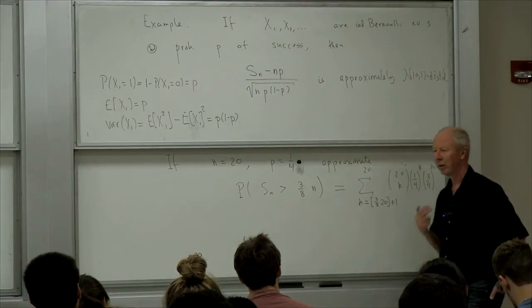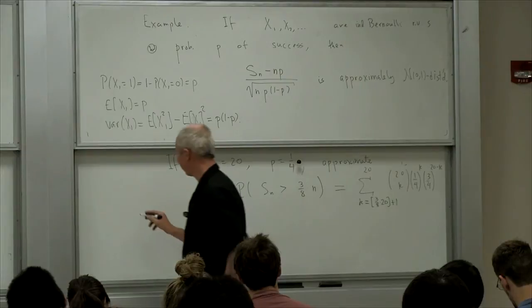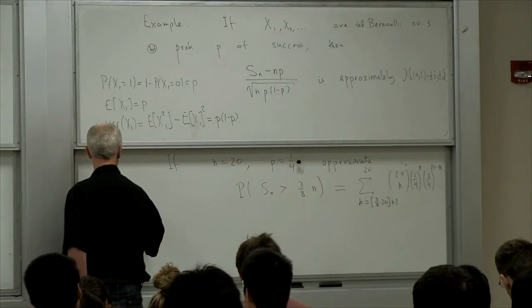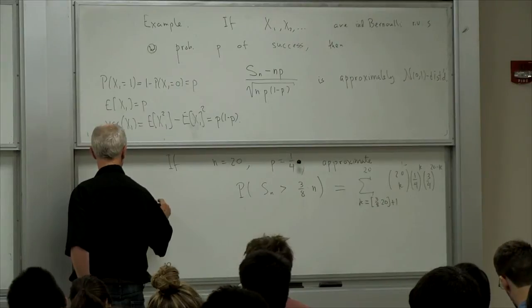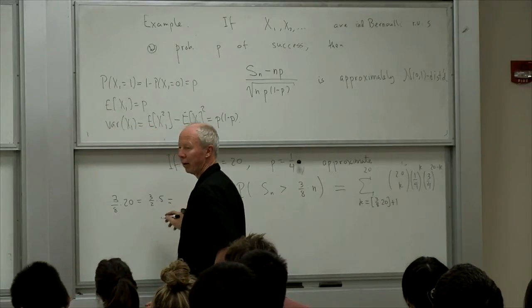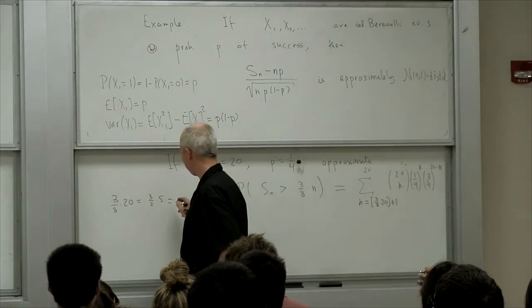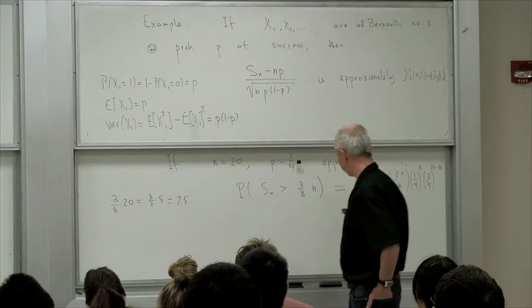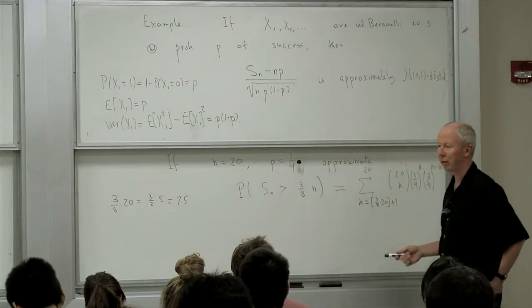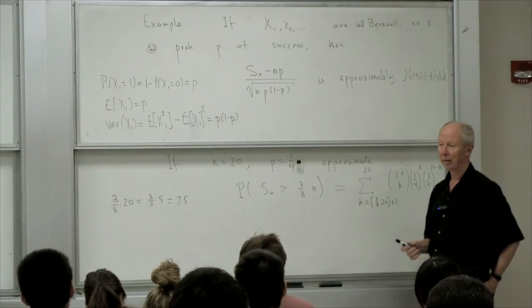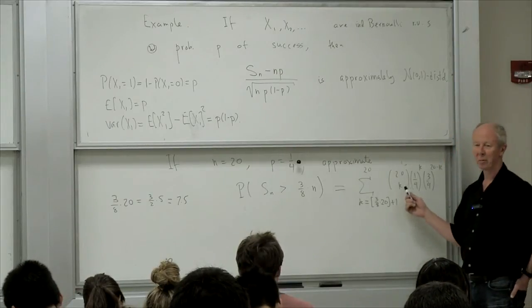And 3/8 times 20, what exactly is that? 3/8 of 20 is 3/2 times 5. Half of 5 is 2.5. 2.5 times 3 is 7.5. So the greatest integer in that is 7. So here we have 8 to 20. That's 13 terms. And so we have to compute these 13 numbers and add them together.